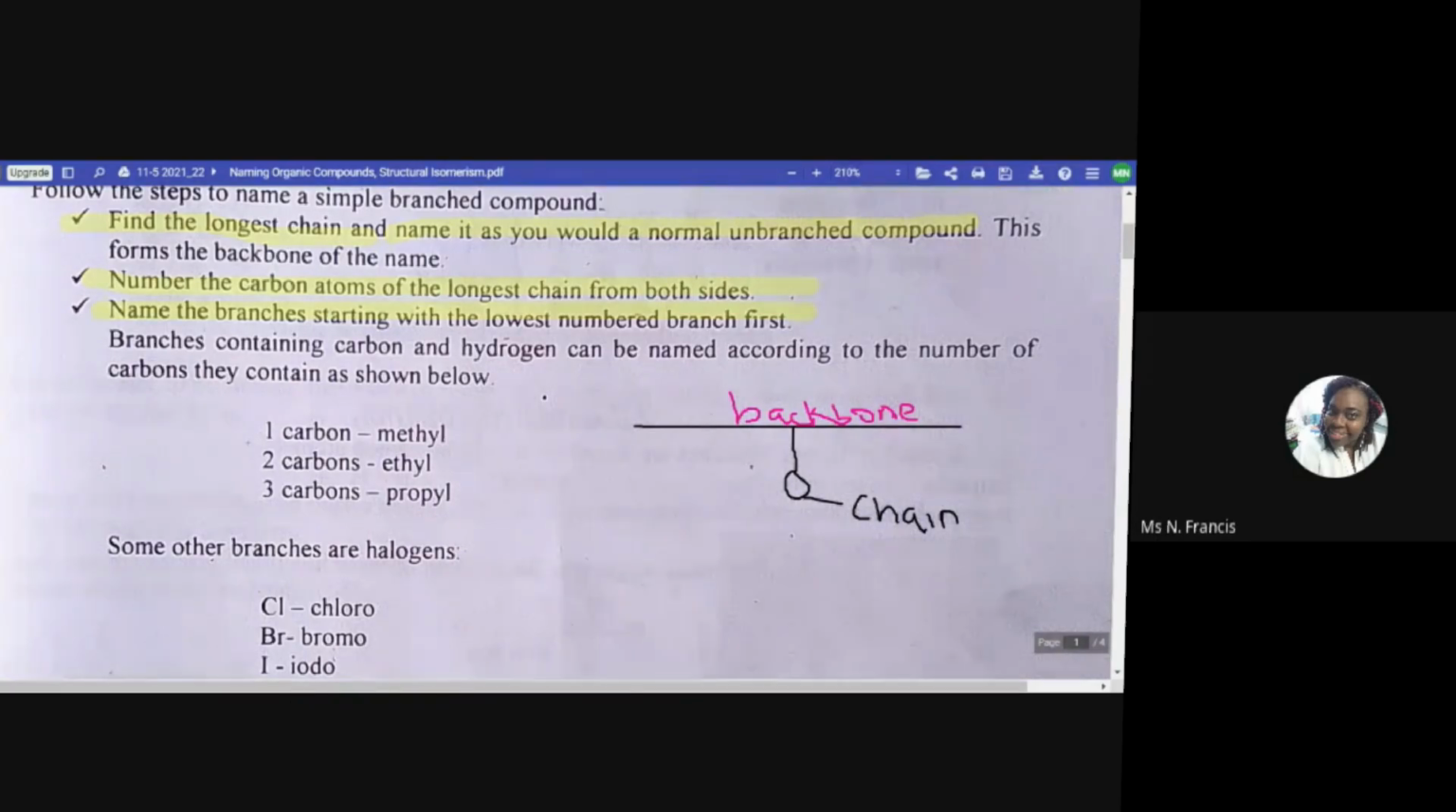So in this case, if my chain has one carbon atom only, then I call it methyl. So again, if I have this chain here, and on that chain I have one carbon atom, see the chain there? So my pendant has one carbon atom in it. Then the name of that pendant is called a methyl group. I remember now, they call these alkyl groups.